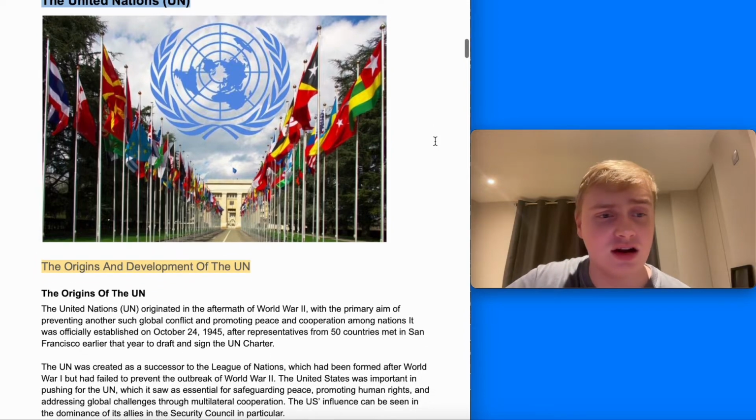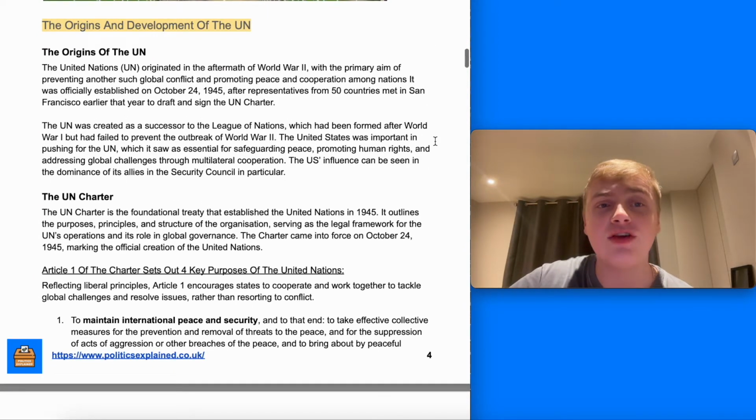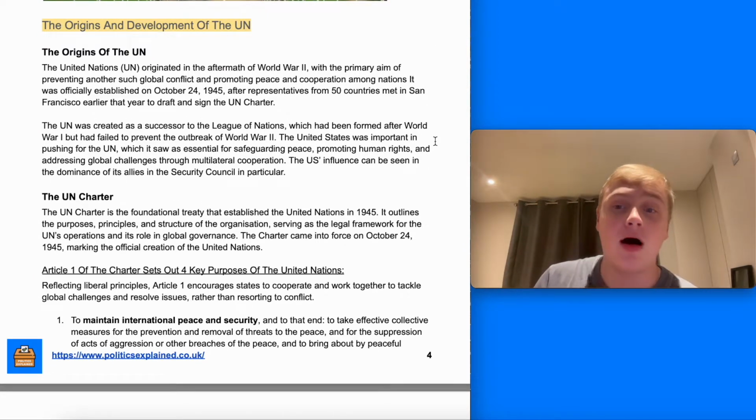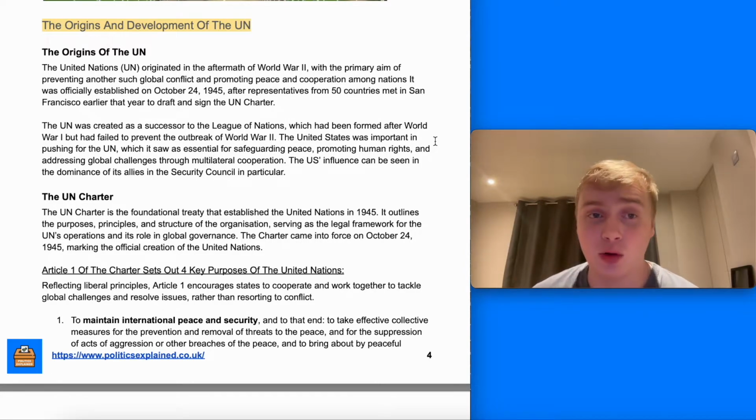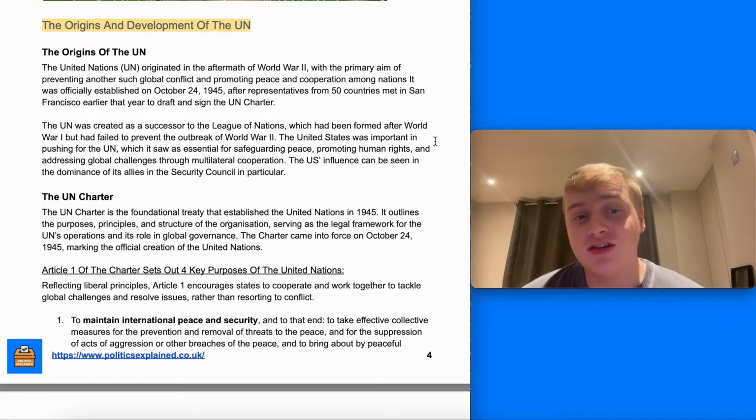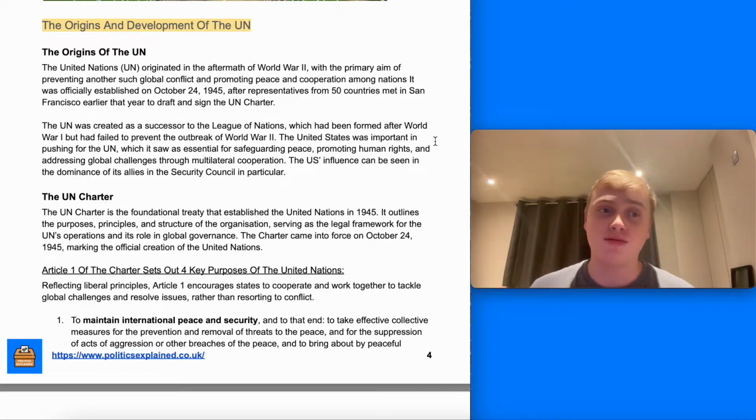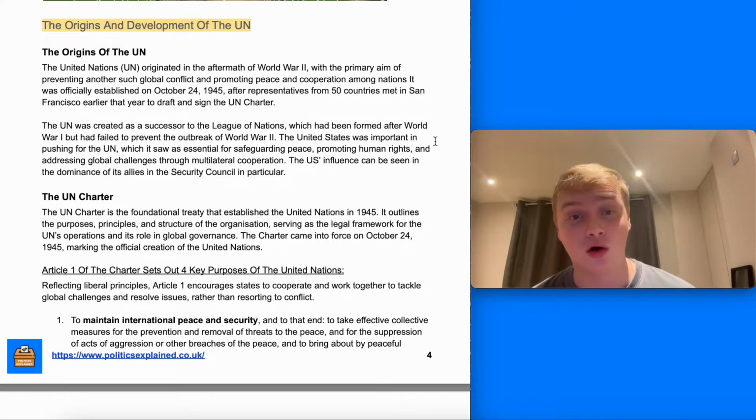In terms of the United Nations, then, the origins of the UN very much come after World War II, with the primary aim of preventing another such global conflict and promoting peace and cooperation among the nations. So it was first established on October the 24th, 1945, after 50 countries met in San Francisco. And the United States is really key to the founding of the UN. And it's effectively the successor to the League of Nations, which was founded after World War I and ultimately failed in preventing another world war.